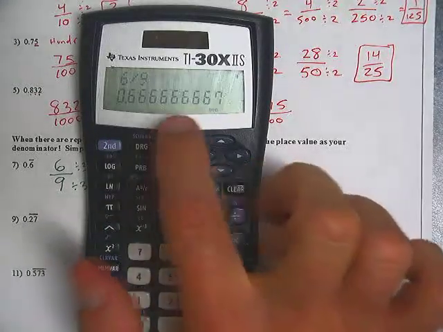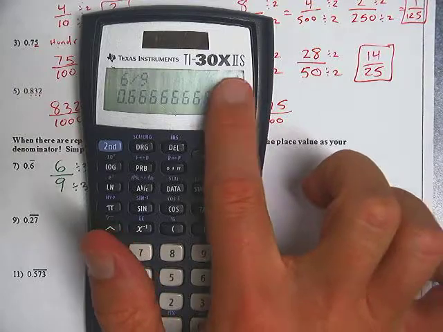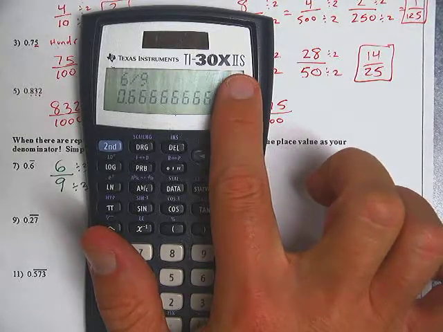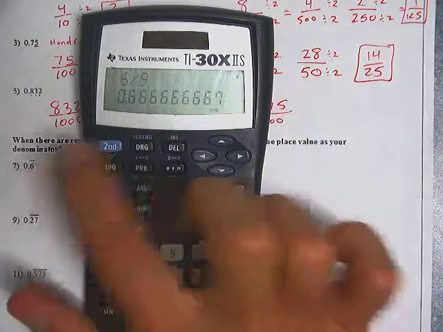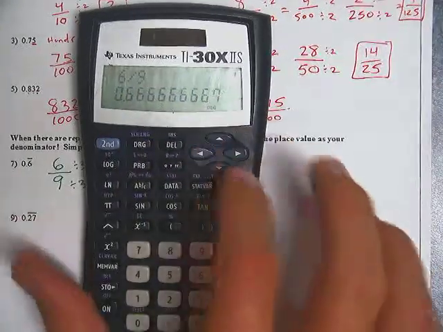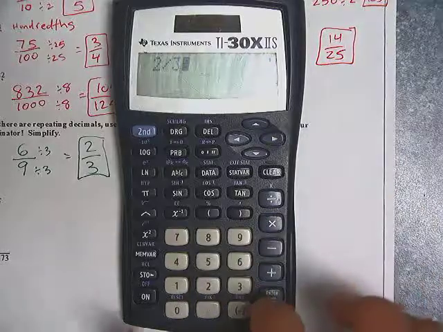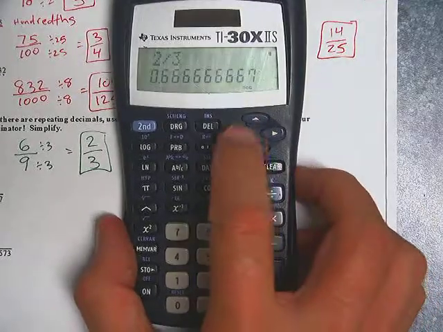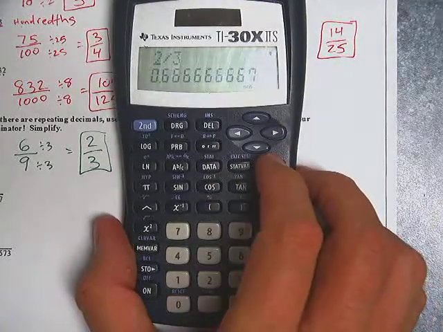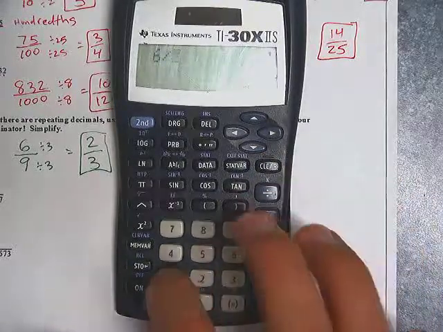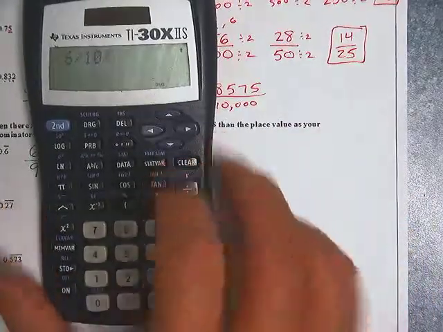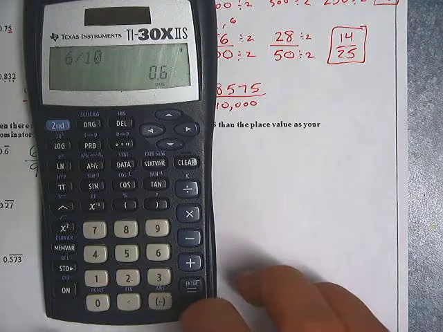Well, let's just double check and make sure we're getting the right answer. So if I divide 6 by 9, I get that 0.6 repeated. And remember, this 7 is a rounded number, so just ignore it. Those 6's go on forever. So 0.6 repeated is the same as 6 divided by 9. Or try it with the 2 and the 3.